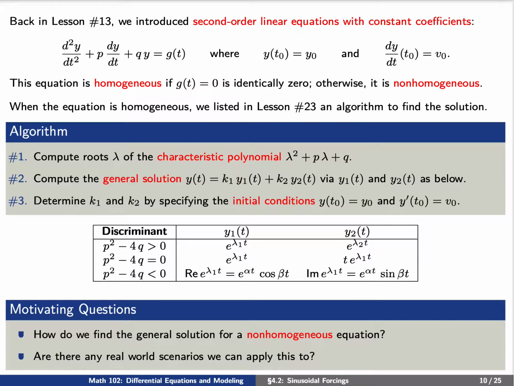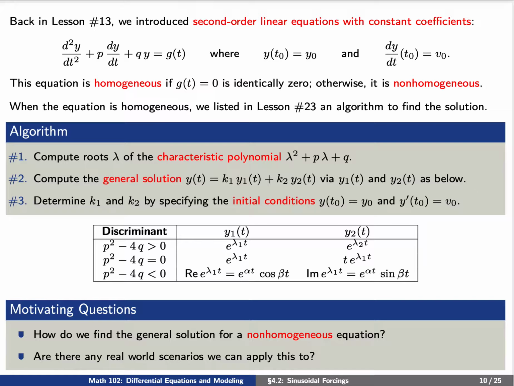That is d squared y dt squared plus p times dy dt plus q times y equals a function g of t. This equation is said to be homogeneous if the right-hand side, that is g of t, is identically zero. Otherwise, we said that this equation is non-homogeneous.